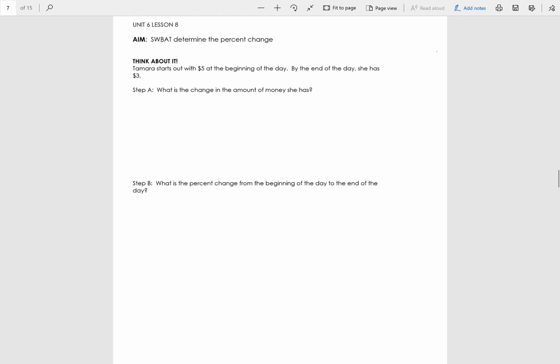So the think about it says, Tamara starts out with $5 at the beginning of the day. By the end of the day, she has $3. And step A asks us, what is the change in the amount of money she has? Now we're going from 5 to 3. We know the change is $2. So I'm just going to show that right here. $5 minus $3 equals $2.